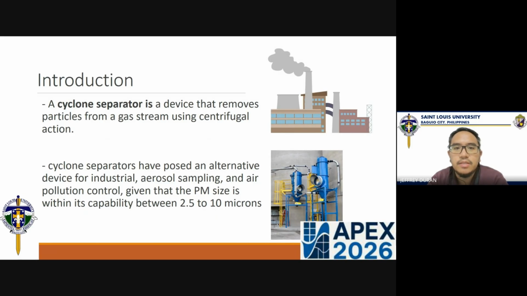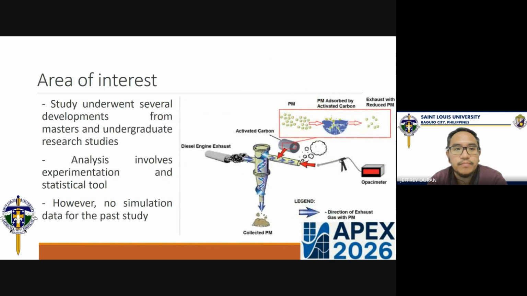So for the information of everyone, the cyclone separator is a device that removes particles from a gas stream using centrifugal action. These types of device have posed an alternative for industrial aerosol sampling and air pollution control, which works within the range of 2.5 to 10 microns for particulate matter.